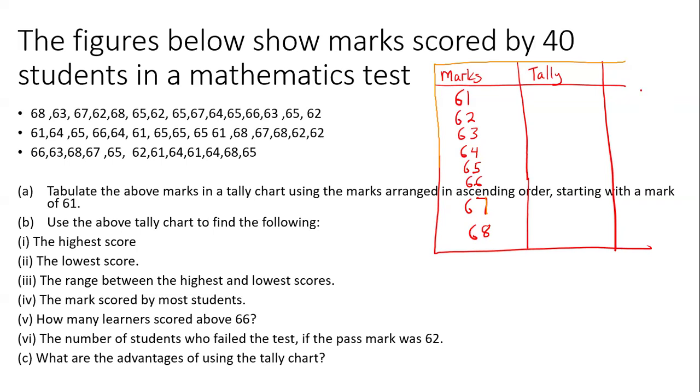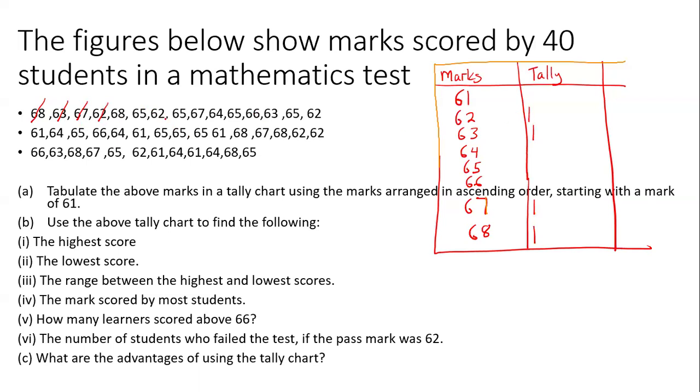Okay, now the next thing, you're going to have your tally. So what are you going to do? You'll come here. Check that the first number is 68. Cancel this number out and put a stick here, that this is 68. Go to the next number, 63. Come where 63 is, put a tick. Come where there is 67, put a tick. Then 62, come where there is 62, you put a tick.